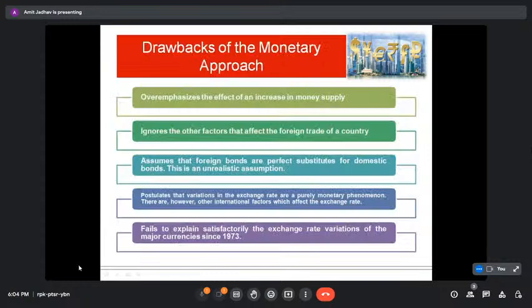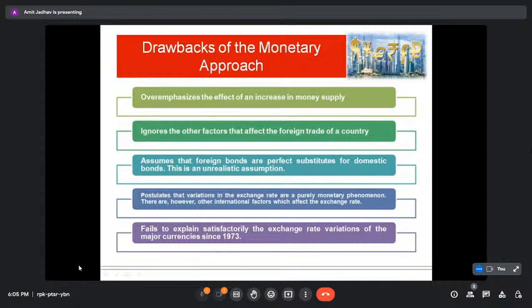Now the drawbacks of the monetary approach. We try to find out some drawbacks. First, it overemphasizes the effect of an increase in the money supply. Next, it ignores other factors in monetary policy.